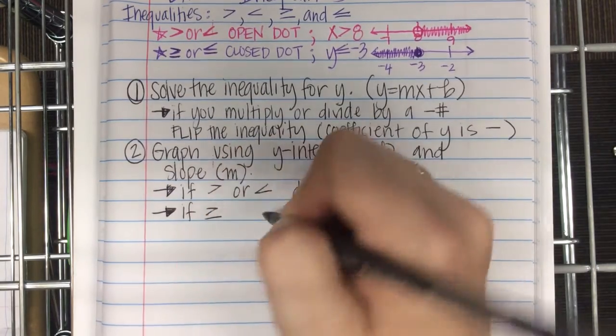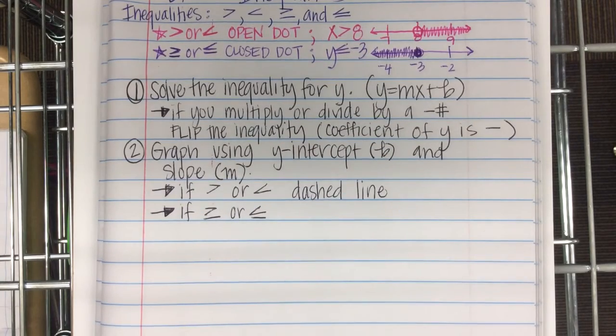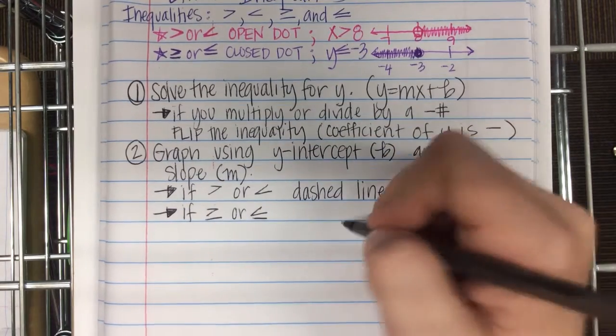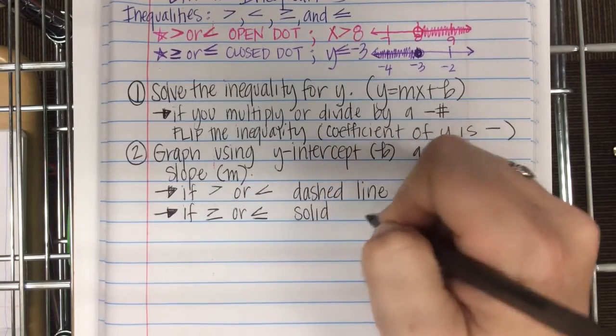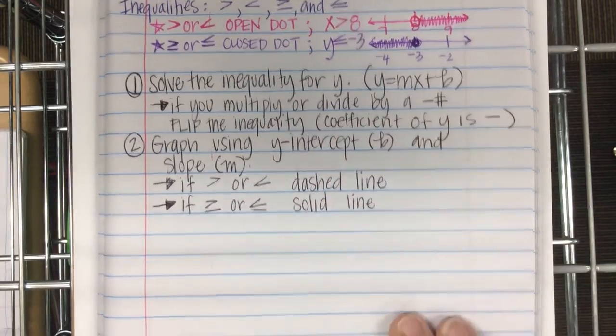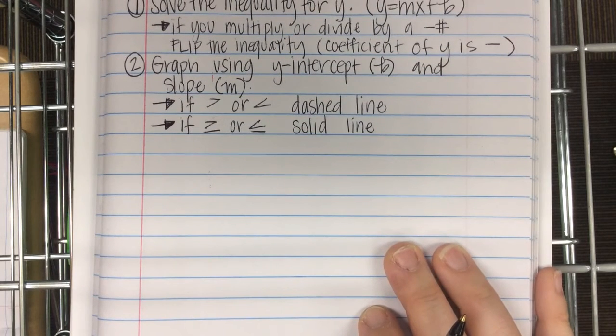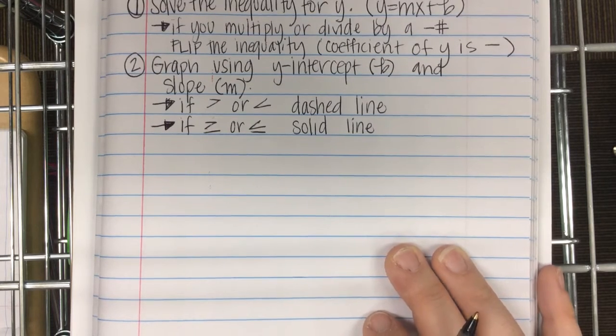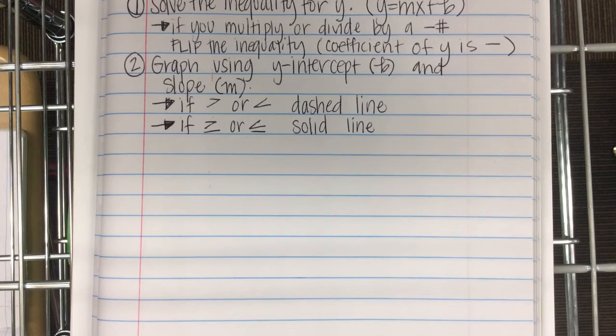If it's a greater than or equal to or less than or equal to, it's a solid line. That's kind of like our rule for open and closed dot. If it's solid, if it's closed, it has an equal to. If it's dashed or open, there are holes in it, there's no equal to.